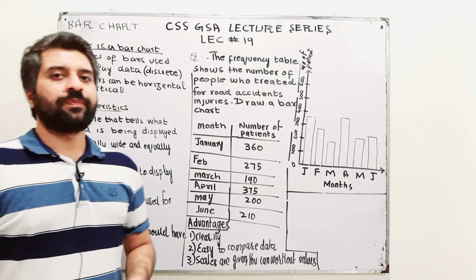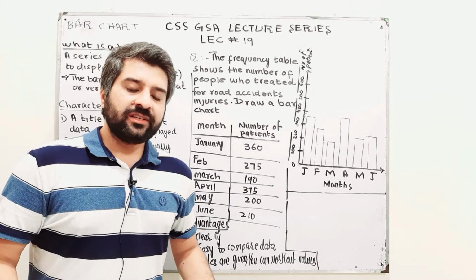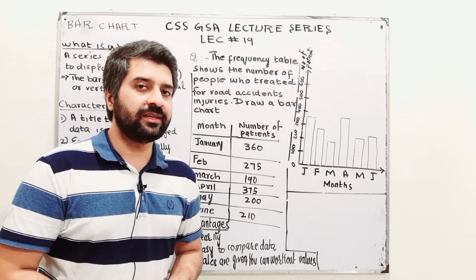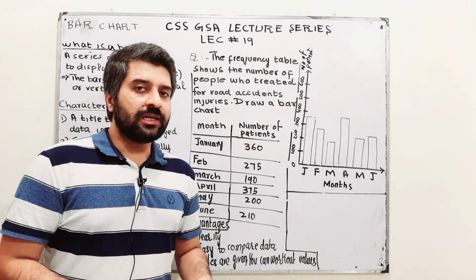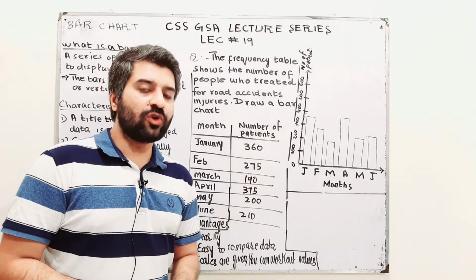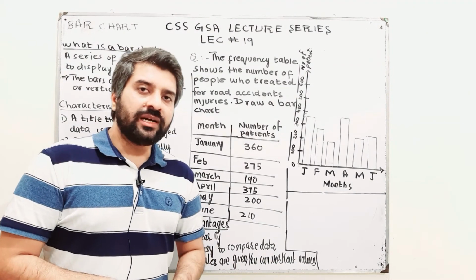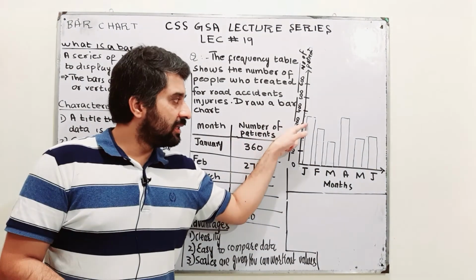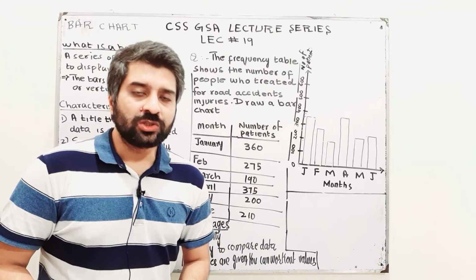What are the advantages? It is quite clear. You can read the data easily. You can compare the data. You can compare different categories, like the comparison between the number of patients in different months. It is quite easy now. We can read the minimum number of patients, the maximum number of patients. You may say that it is more appealing. And you can calculate the number of patients in any month from the height of the bar. The height of the bar corresponds to the frequency. So these are the advantages of a bar chart.